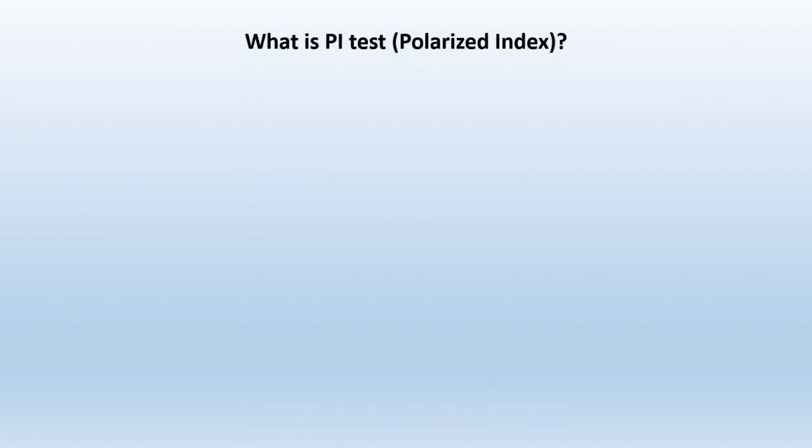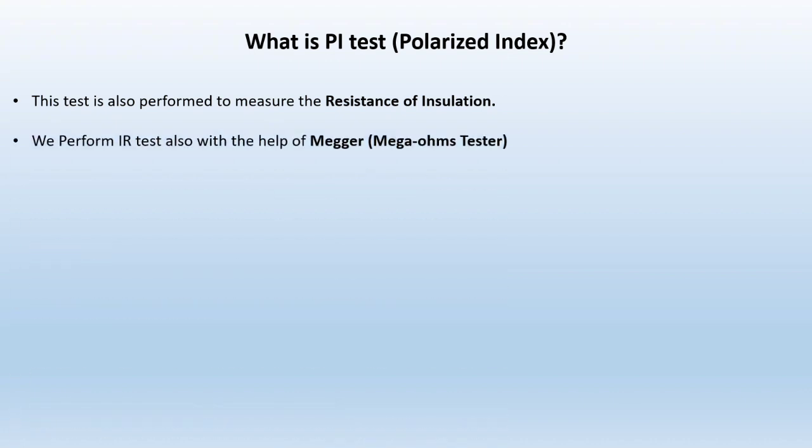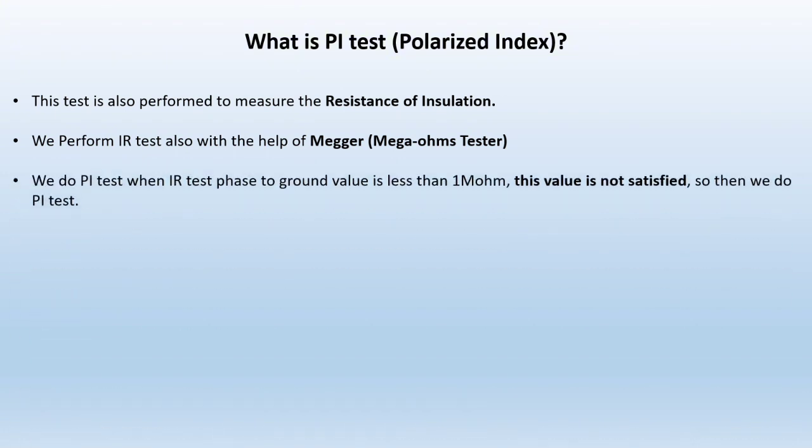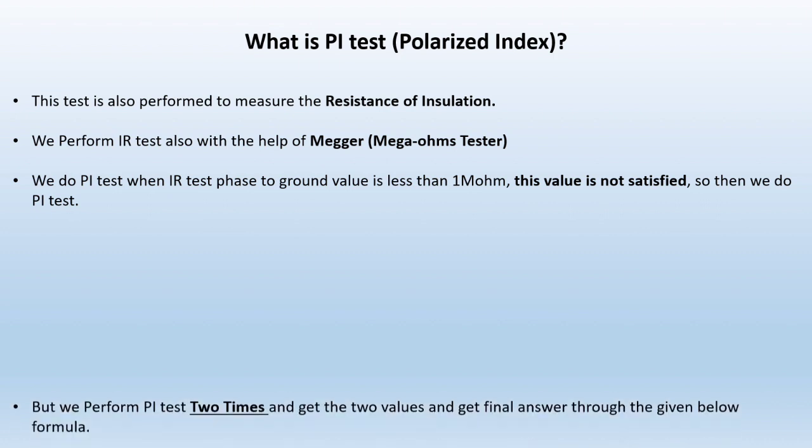What is the PI test? Polarization index test. This test is also performed to measure the resistance of the insulation. It is the same, and this test is also performed with the help of a Megger. It is the same as the IR test, but the PI test will be performed when we are not satisfied with the result of the IR test. It means if the IR test result is less than 1 mega ohm, or our equipment is more critical, or we don't rely on the IR test, then we will perform the PI test. It means the efficiency of the PI test is more than the IR test.